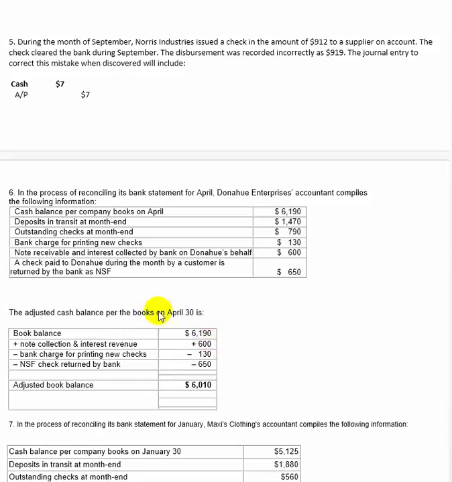And then finally, a check paid to Donahue during the month by a customer is returned by the bank as NSF. That means non-sufficient funds for $650, and that means that we thought it was a good check, and we have no way of knowing that it's not good. So what happens is when we get our bank statement, we see that when we added it to their books, now we're going to subtract it from our books to get the correct balance. So these three things were adjustments, and the adjusted book balance is now going to be $6,010.